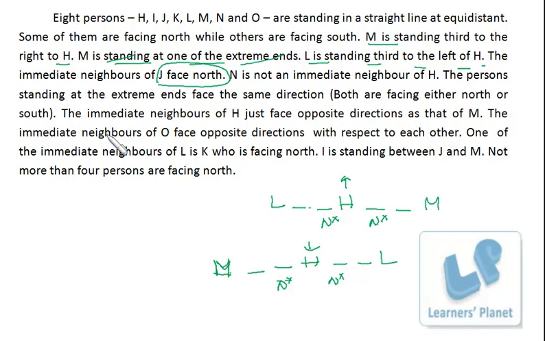Next, the immediate neighbors of O face opposite directions with respect to each other.